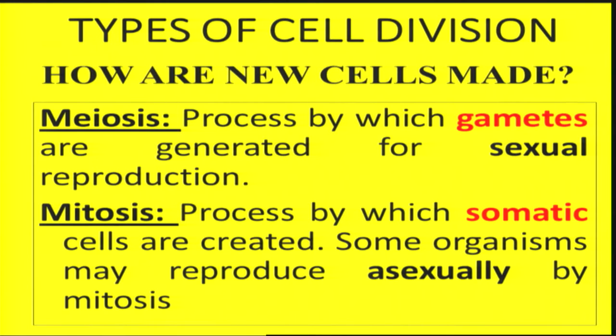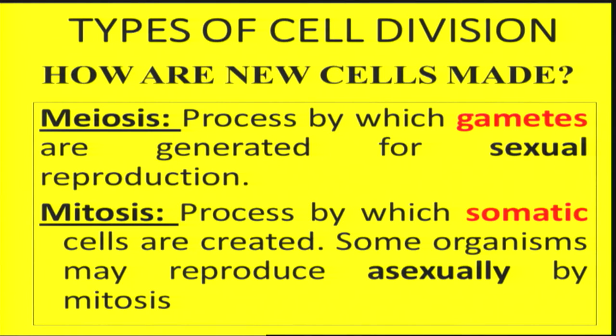Another one is mitosis, also known as equational division. Here, the mother cell divides to give rise to 2 daughter cells, each having the same number of chromosomes as the mother cell. That is, a 2n cell will divide to give rise to two 2n cells.